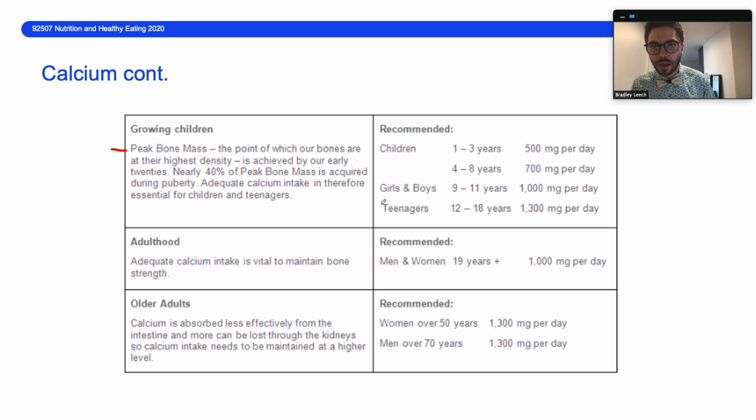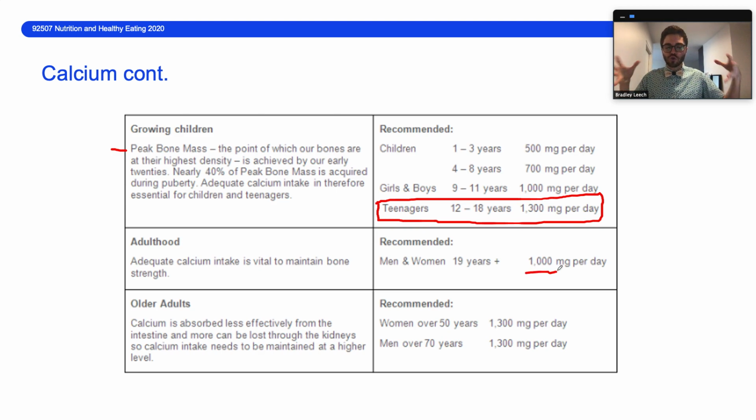That is why, and I'm going to highlight this, this is important, teenagers require much higher amounts of calcium than men and women do, because we are actually trying to build up bone mass within our bones. And then also when you are over the age of 50 for females and 70 for males, it increases as well, because that's when osteoporosis is more likely to develop. So after the age of 20, 25, it's all about maintaining bone mass.